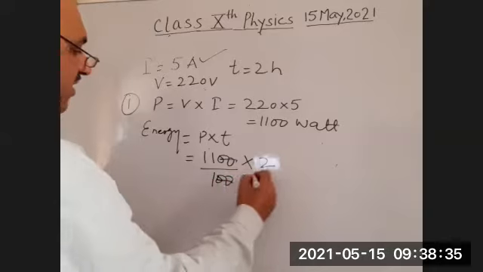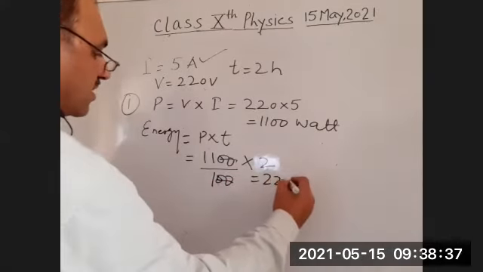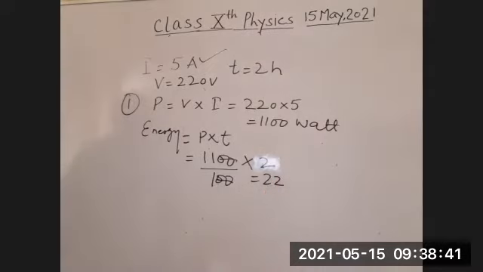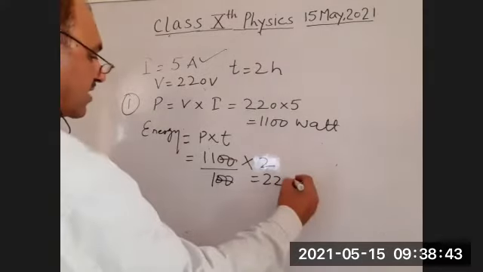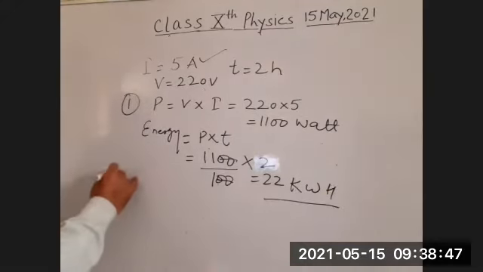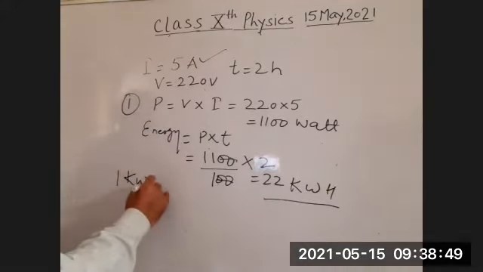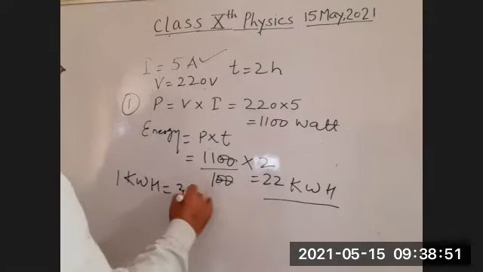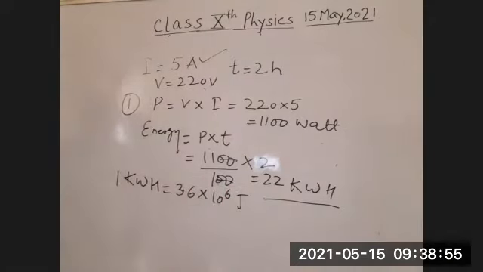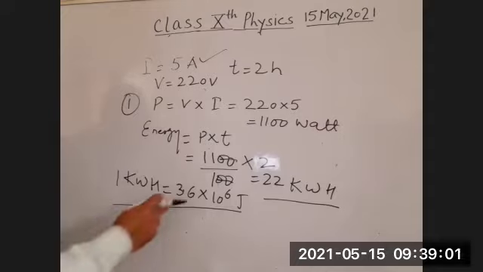Now it will be 22 kilowatt hour. Now student, we know that 1 kilowatt hour is equal to 3.6 into 10 raised to the power 6 joule. Yesterday in my previous lecture, I told you that the value of 1 kilowatt hour is equal to 3.6 into 10 raised to the power 6.